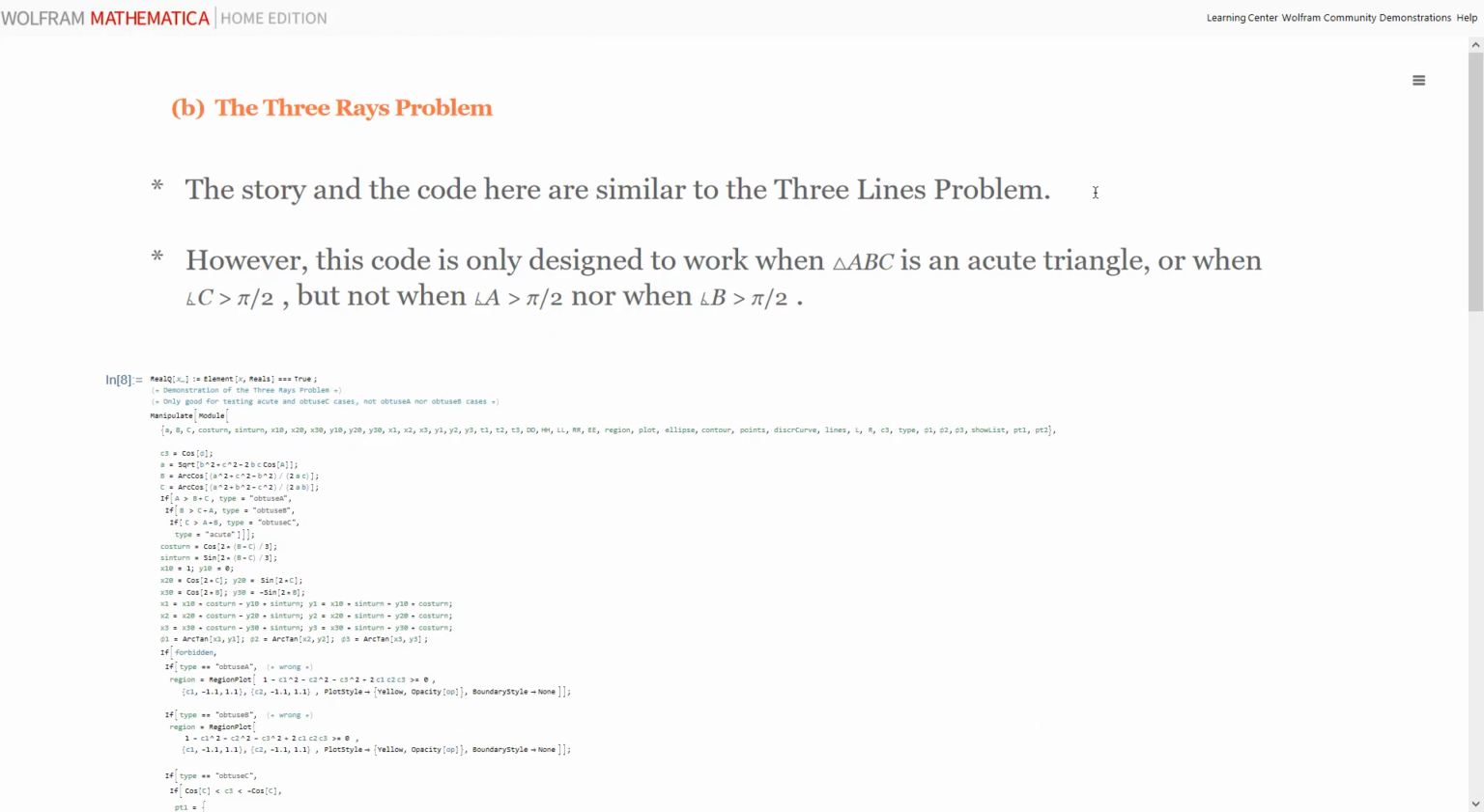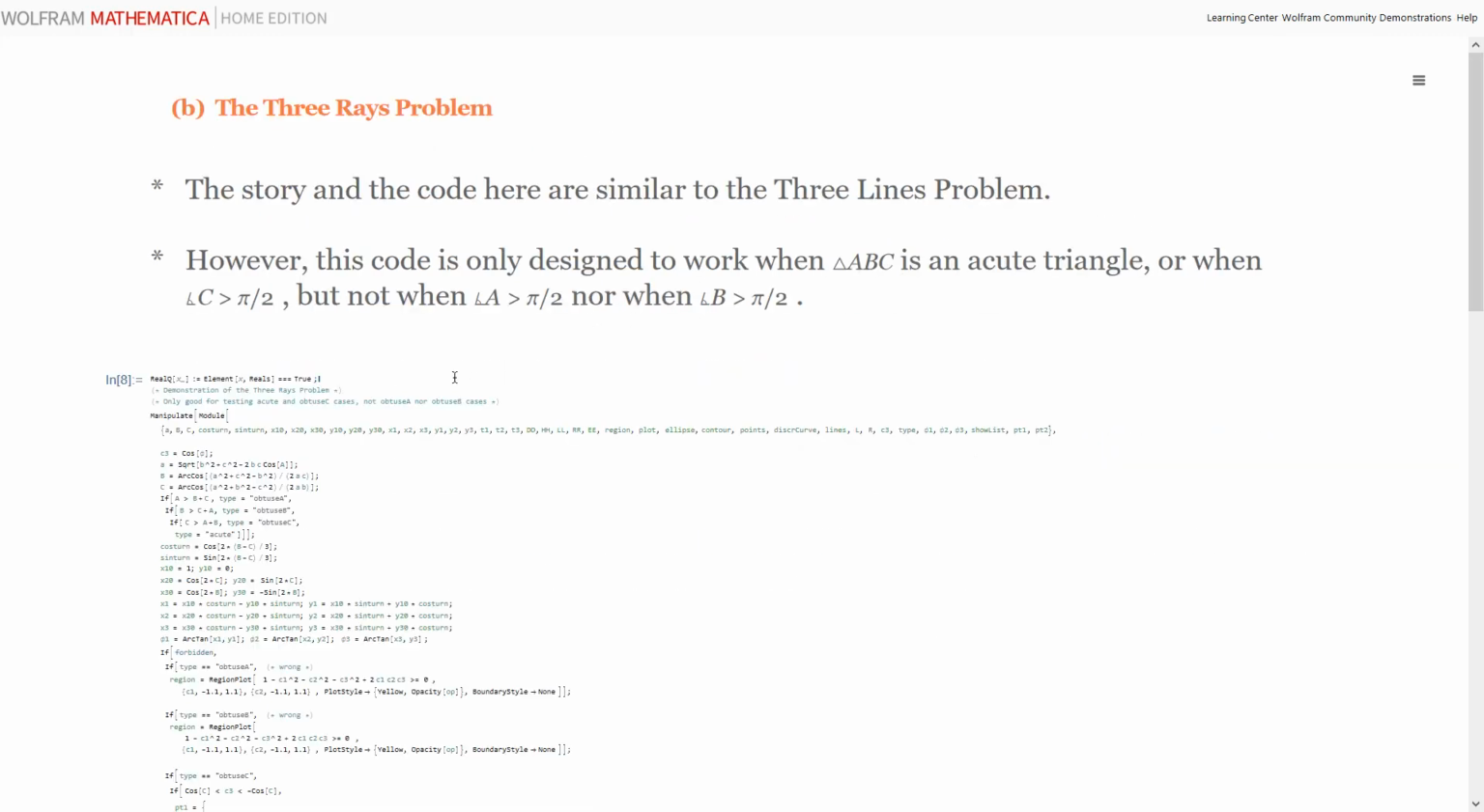All right, so we now come to the 3 rays problem. I'll try to go quickly through this. The story is similar. The constraints are more complicated. The code that I wrote only works for 2 cases. When triangle ABC is an acute triangle, it works. Also, when angle C is greater than pi over 2, it works. It does not work when angle A is greater than pi over 2, nor when angle B is greater than pi over 2. Chalk that up to laziness if you like.